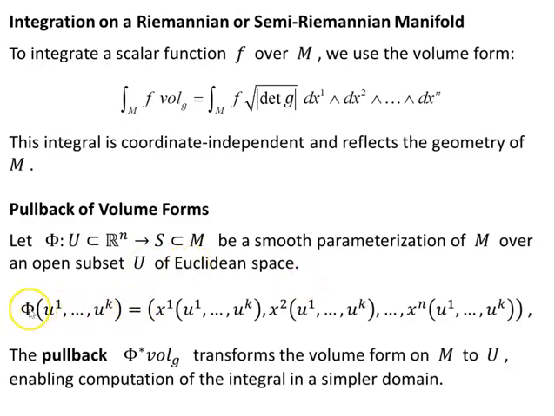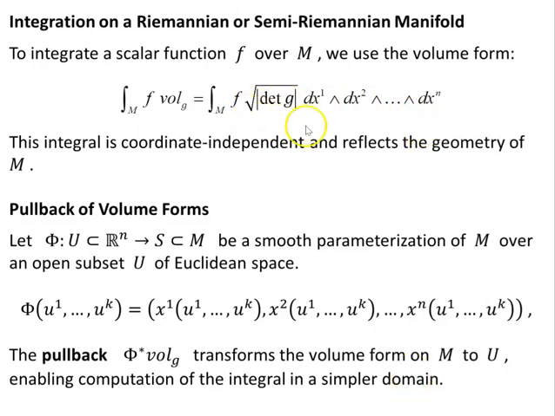So phi is a function of the coordinates U1 to UK in the open subset U of Euclidean space, and it's mapped into S contained in M, so it gives us the coordinate functions x1, a function of U1 to UK, x2, a function of U1 to UK, up to xn, a function of U1 to UK. Now the pullback, phi upper asterisk, of the volume form with the metric G, transforms the volume form on M to U, enabling computation of the integral in a simpler domain. And that's the whole point of this video.